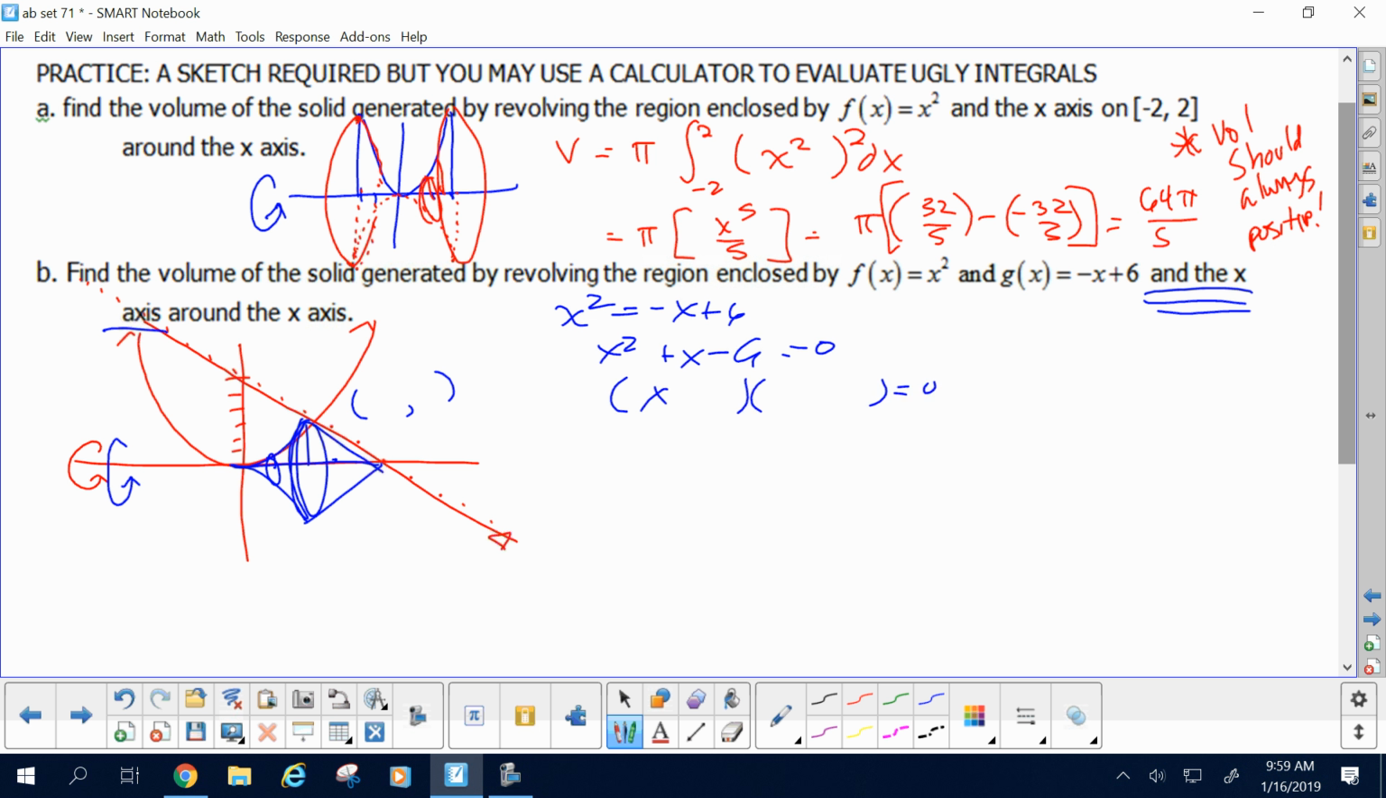Is it 2, positive 2, or negative 2? X is negative 3 and 2. Now the one of interest to us, is it negative 3 or 2? 2. This one's the positive one. And the y, I guess I could find it's 4, but I don't think I'll need it.